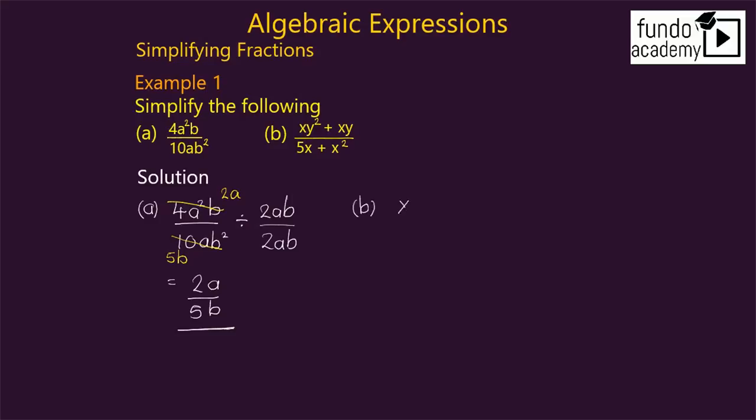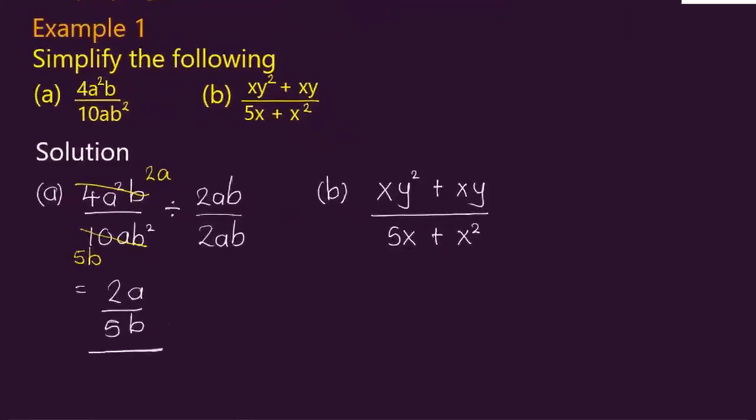Let's move on to part B, where we have xy squared plus xy divided by 5x plus x squared. Looking at this one, we may look for the HCF, but in this case I want to do it in such a way that we factorize both the numerator and the denominator. So we first look for the HCF for the numerator, where we have xy squared plus xy. And I'm seeing here that the highest common factor for those two algebraic terms will be xy.